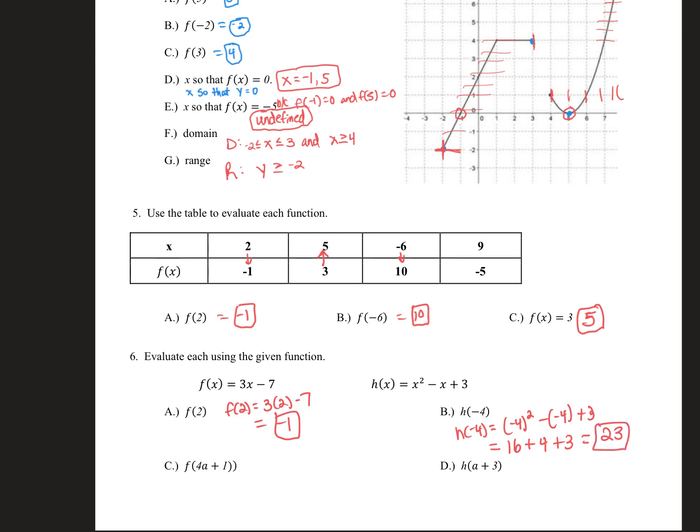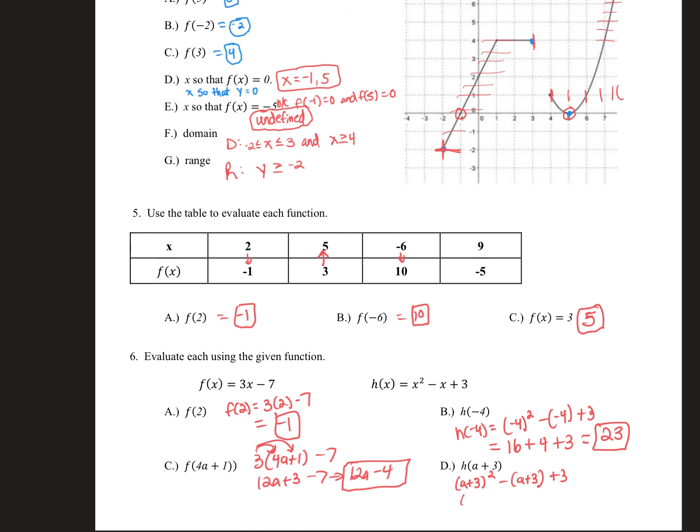Letter C, find f of 4a plus 1. So 3 times 4a plus 1 minus 7. We have to distribute. 3 times 4a is 12a plus 3 minus 7, which is 12a minus 4. H of a plus 3. Got to plug a plus 3 in for x. That's a plus 3 squared minus a plus 3 plus 3.